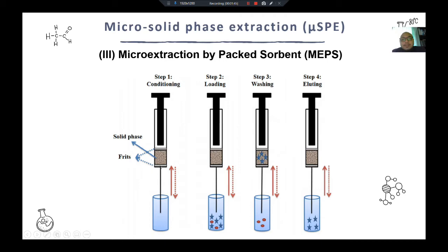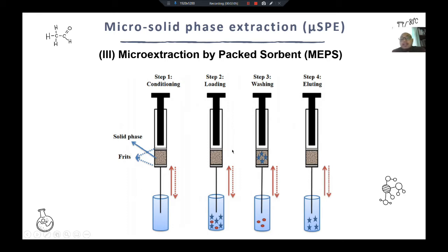We have the frit ni macam block lah, filter. Kita tak nak kita punya SPE punya adsorbent, solid phase adsorbent, kita ni daripada terkeluar lah. Okay, kita panggil nama frit. Okay, so kita sedut conditioning, kita sedut the solvent, and then we loading, we sedut, tarik beberapa kali.